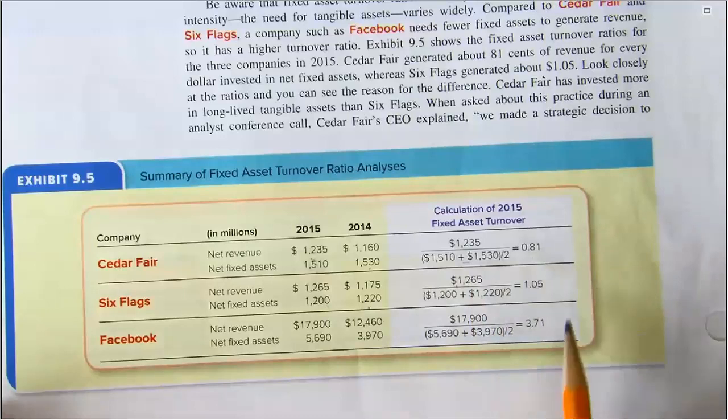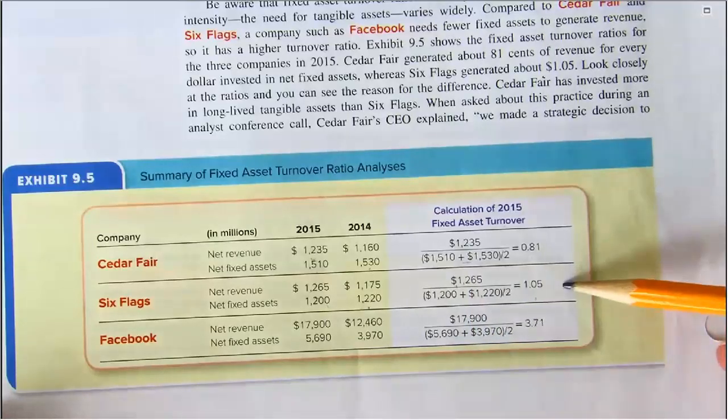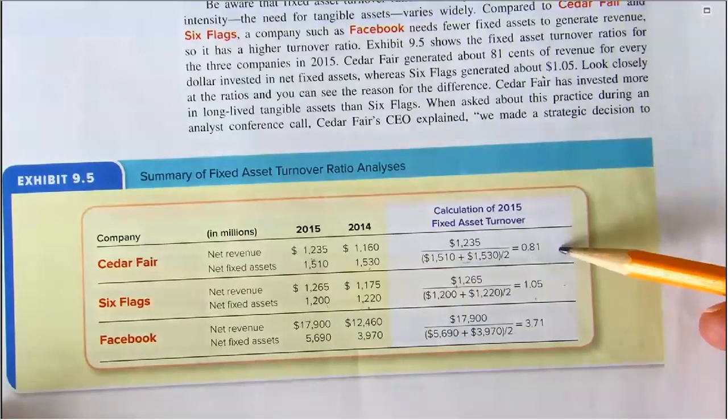1,265 by 1,210 is 1.05. So Six Flags was more effective at using their long-lived tangible assets to generate revenue than Cedar Fair was.